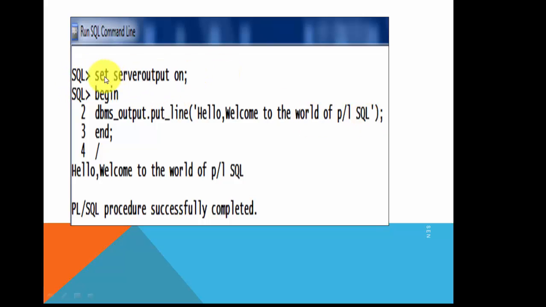But this line will not come onto the screen unless and until you give this command, set serveroutput on. Once you log into the session, once you do connect, after that you put set serveroutput on, and after that only you run the program with dbms_output.put_line. Otherwise your output will not be displayed. The execution will be complete, yes, but the output will not be displayed on the console.